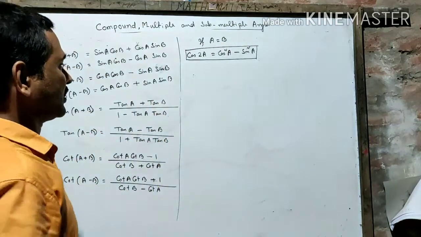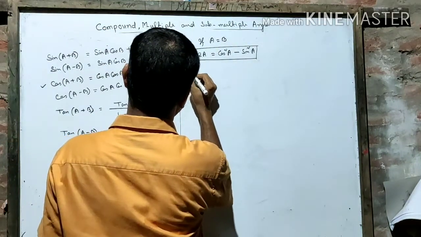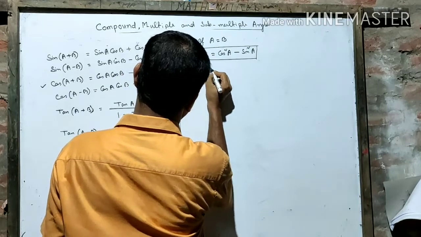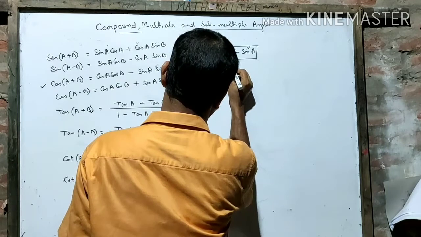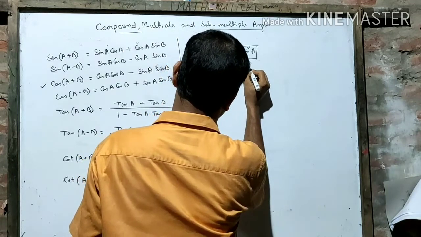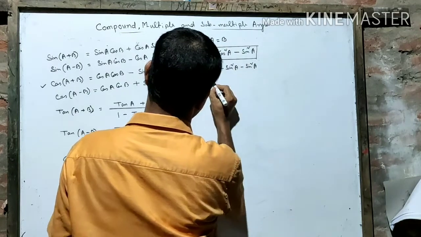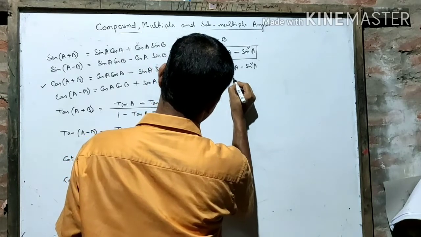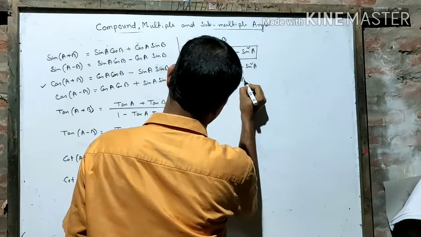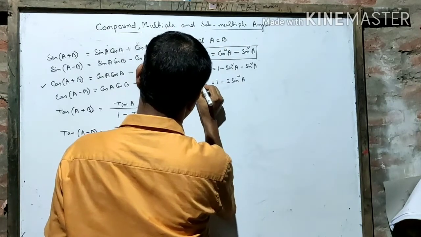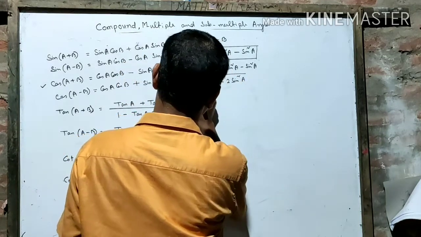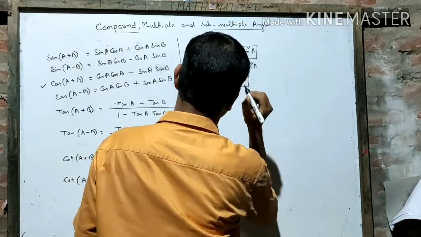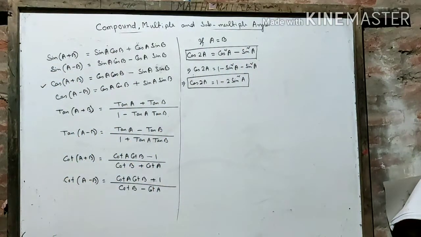Alright. Now we may simplify it as cos twice A is equal to, we write cos square A as 1 minus sin square A. Alright. So this is equal to 1 minus 2 sin square A. This is another formula for cos twice A. Cos twice A is equal to 1 minus 2 sin square A.